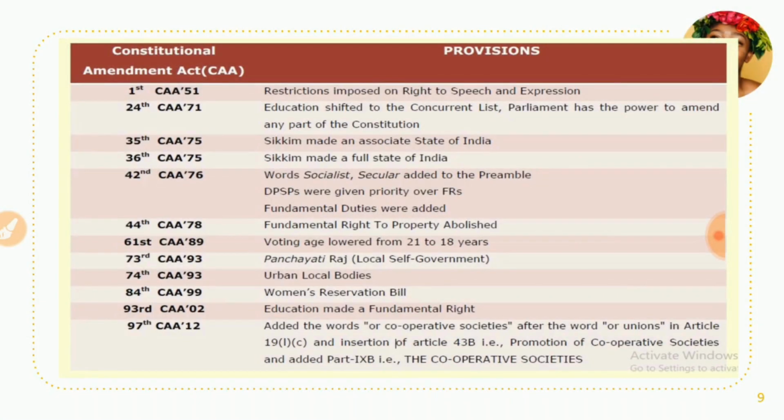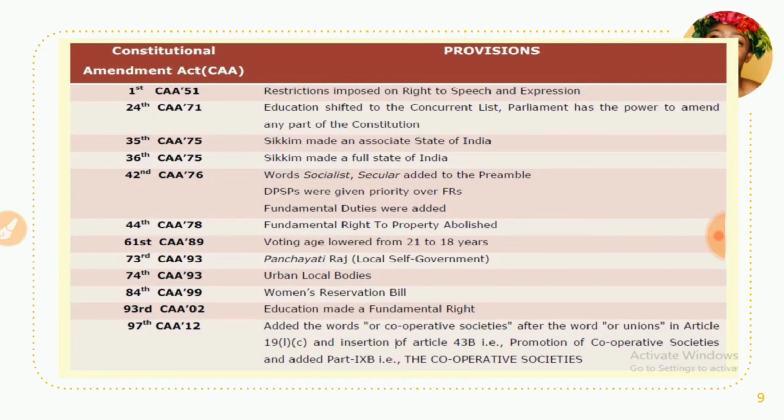I am mentioning some of the important Constitutional Amendment Acts. The first one, in 1951, imposed restrictions on the right to speech and expression. Then comes the 24th Amendment Act: education shifted to the concurrent list, and Parliament has the power to amend any part of the constitution. Then the 35th, in 1975, made Sikkim an associate state of India, and in 1975 one more amendment, the 36th, made Sikkim a full state.